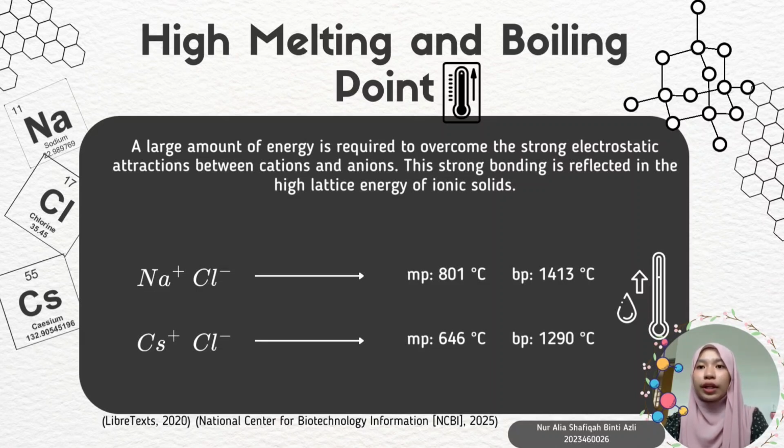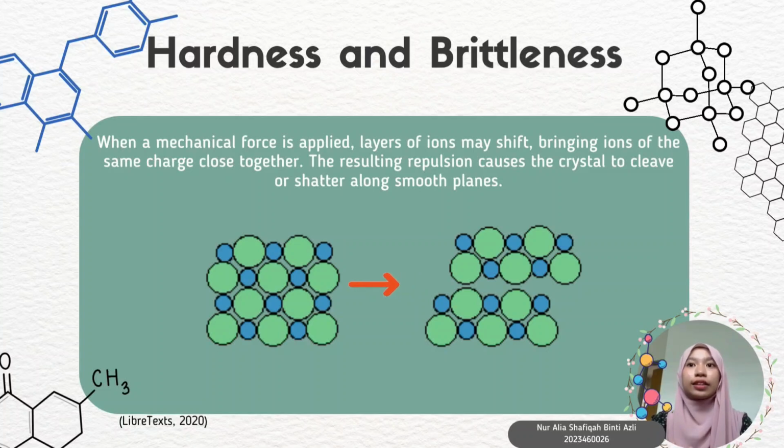Compared to cesium chloride, NaCl has higher melting and boiling points. Although both are ionic compounds, the cesium ion is much larger than the sodium ion. This increased ionic size weakens the attraction between Cs+ and Cl- ions. As a result, CsCl has lower lattice energy and requires less energy to break its crystal lattice, giving it lower melting and boiling points than sodium chloride.